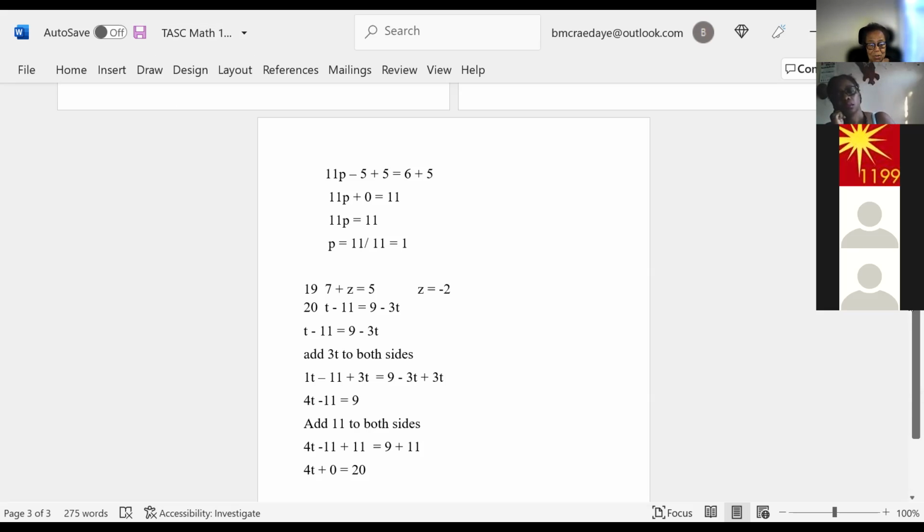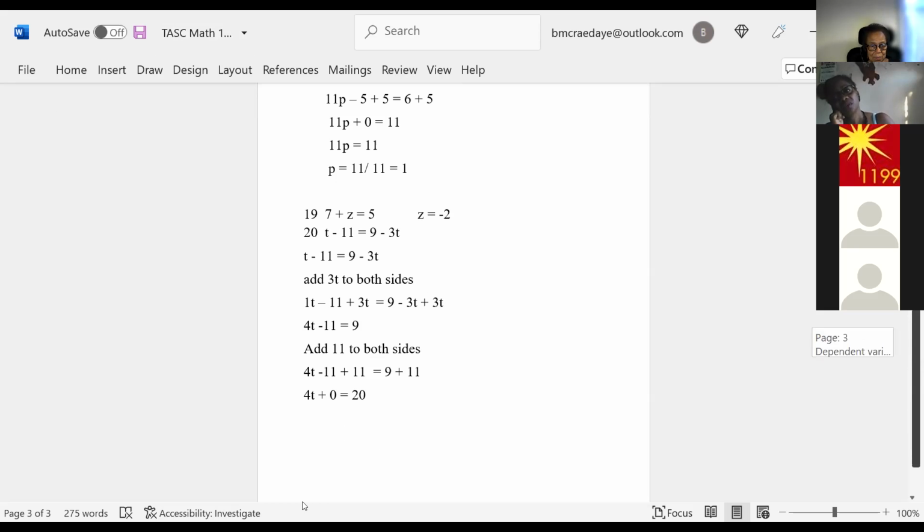There is only one number you can multiply by 4 and get 20. What is that number? 5. That's your answer. 4t equals 20, so t is equal to 5. You don't have to multiply or divide, just find the one number multiplied by 4 to give you 20. That number is 5. 20 over 4 equals 5. Questions?